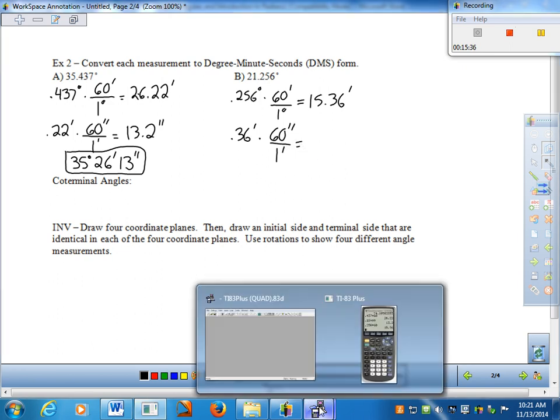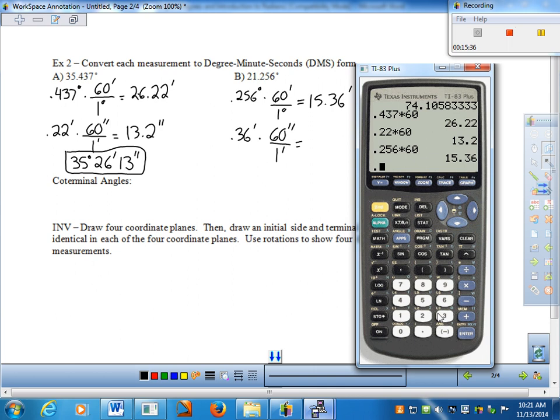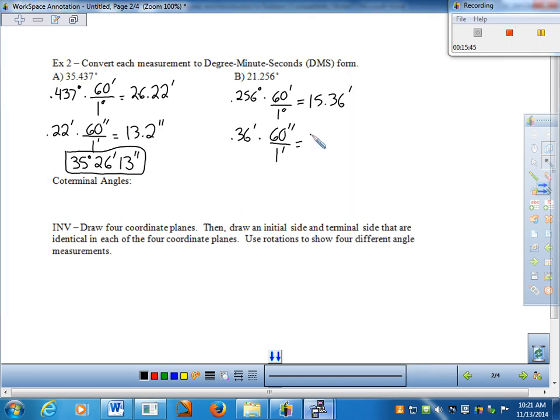And so one more time, I'll grab the calculator. 0.36 times the 60, and it looks like 21.6 seconds would do. I'm going to write that right here just for a moment. And if you want to go ahead and round to the nearest second, this would be, as a final answer, 21 degrees, 15 minutes, and up to 22 seconds. Awesome.